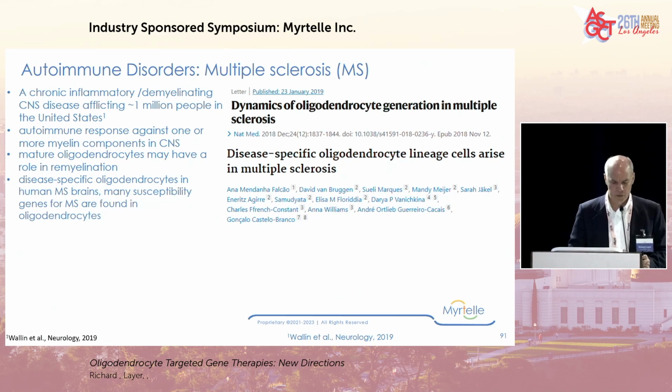Falcao and colleagues used single-cell RNA sequencing and showed that oligodendrocytes in brains from mice with experimental autoimmune encephalomyelitis, which is a model of MS, expressed unique disease-specific genes that weren't seen in the control mice. Moreover, a substantial portion of MS susceptibility genes are expressed in oligodendrocytes.